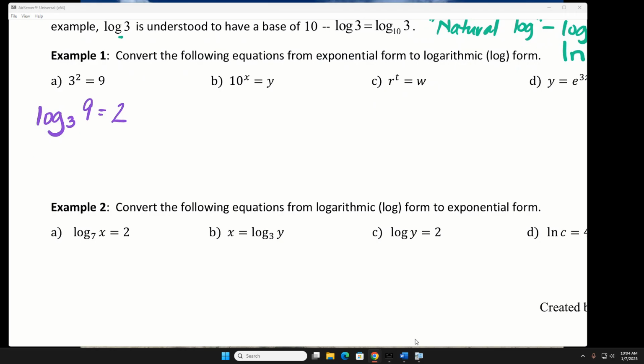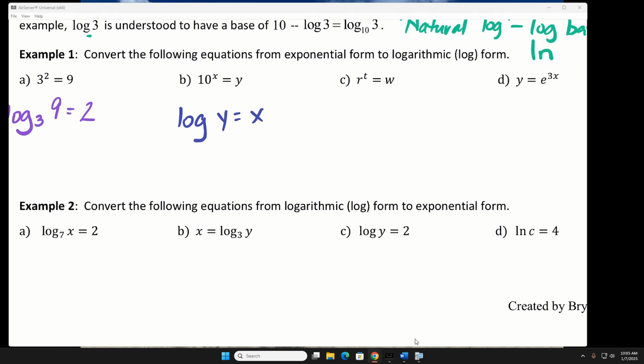Right, and then for B, since it's base 10, you have options. I usually, if it's base 10, I just don't write the base. And then log of y equals x. All right, so you guys try C and D on your own if you haven't already. D is a little tricky.